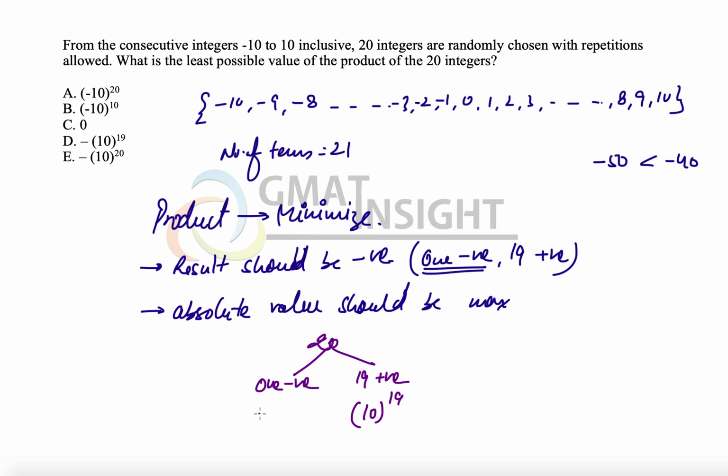And for the one negative value, I have to maximize the absolute value and the result should be negative, so I'm taking minus 10. Now if you multiply these 20 values, the result is negative and the absolute value is 10 to the power 20. So that's what my answer should be, which is clearly available in option E. So that becomes our answer.